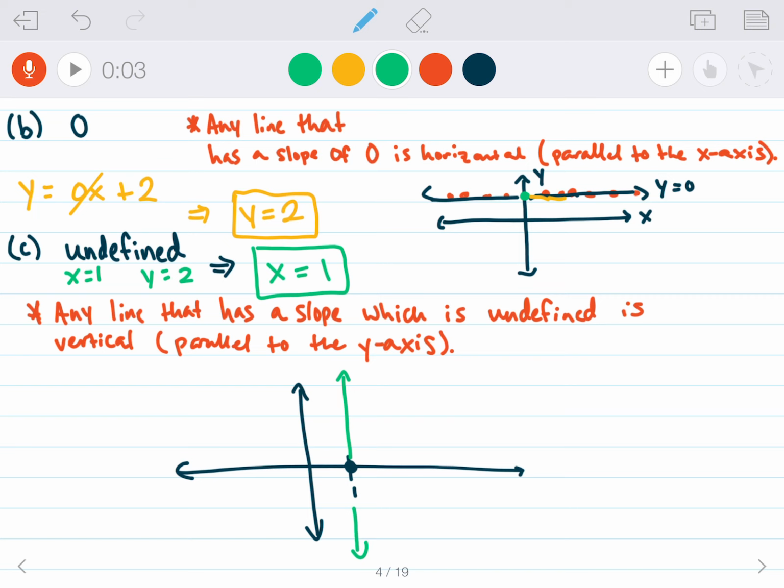Okay, so any other point on this line is not going to have any kind of run from the previous point. We can see that it's parallel to the y-axis, so it's vertical, which means up and down, right? And so these two lines right here are parallel. And what else did I want to say about an undefined slope? That's basically it.